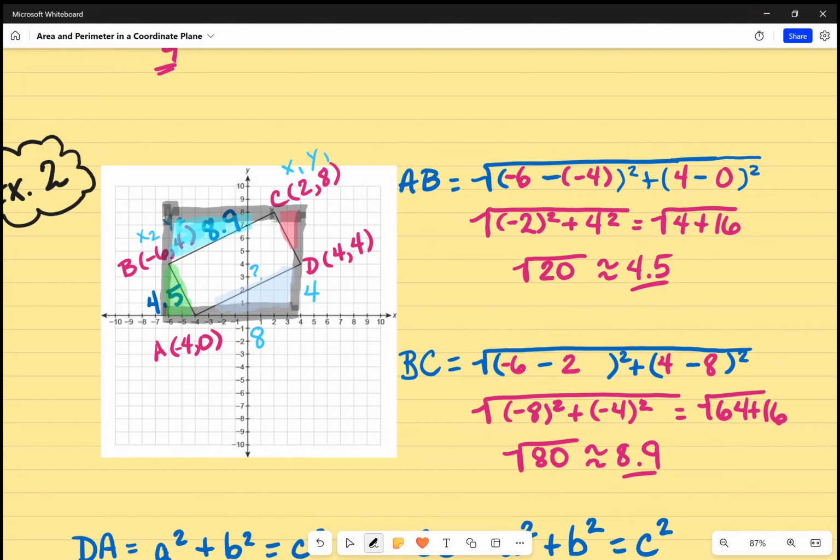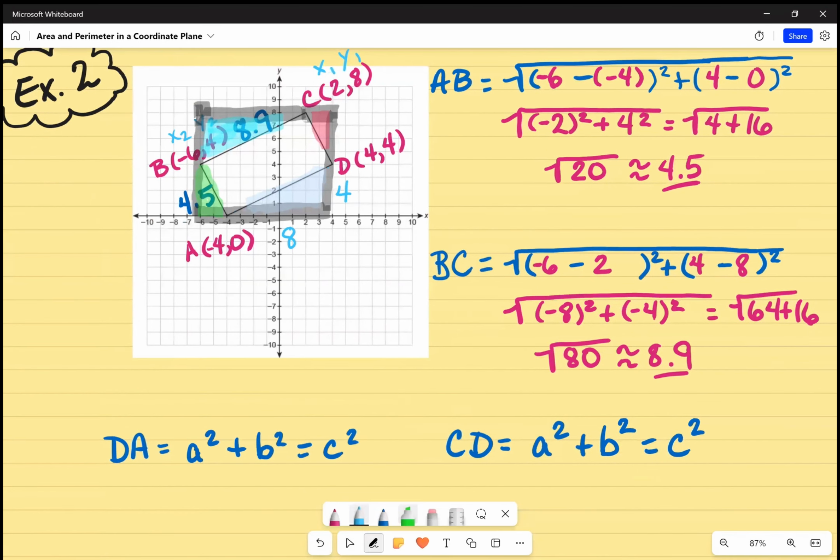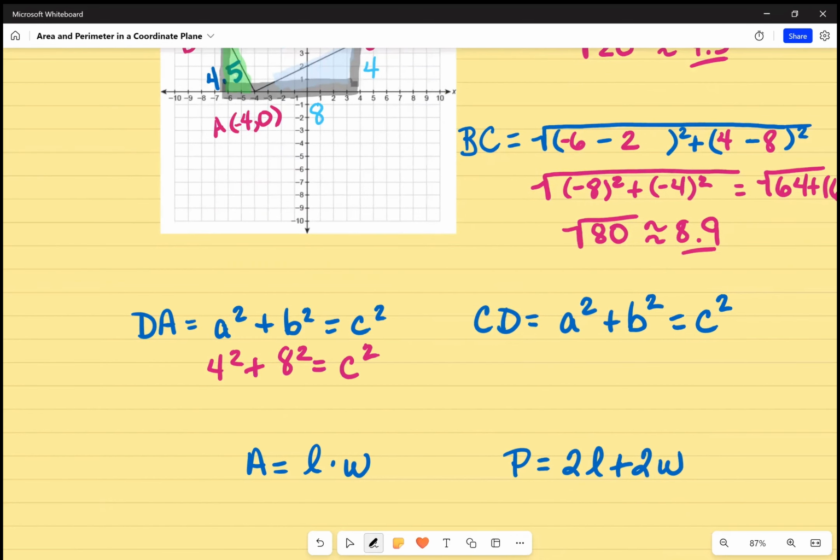So I'm trying to find the side length, which if it's a rectangle, we know it should be 8.9, but let's just see, because it should be the same as the side that's opposite of it. So substituting in, we're going to put the 4 for A and then square it, and the 8 for B, square that. And the inverse of a square is a square root. So we're going to have to end up square rooting both sides to get C by itself.